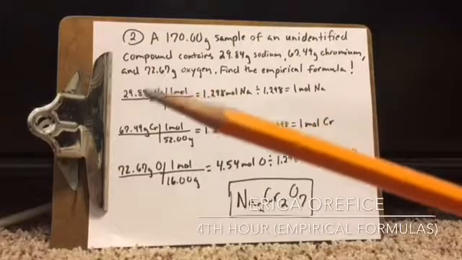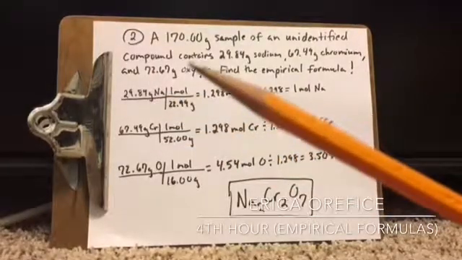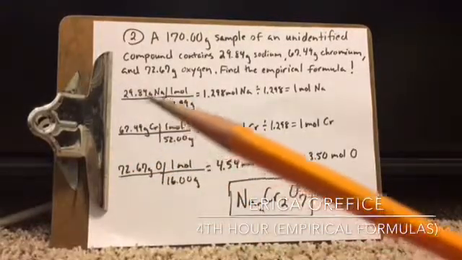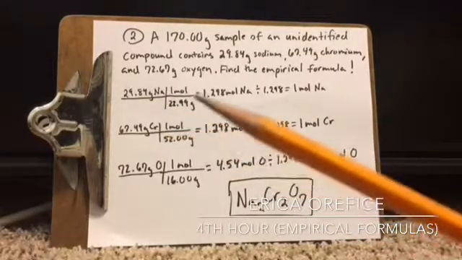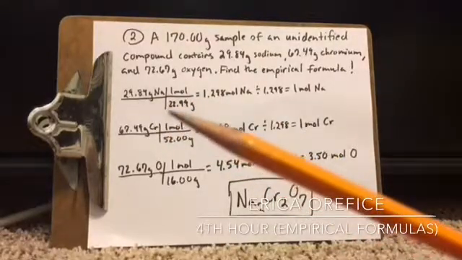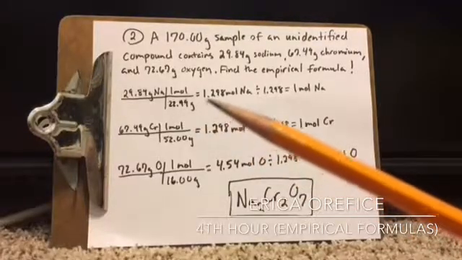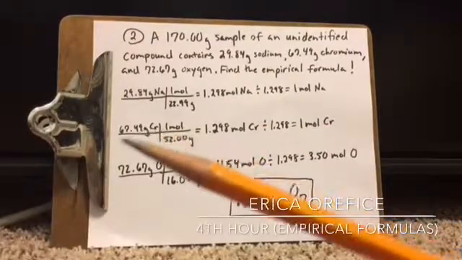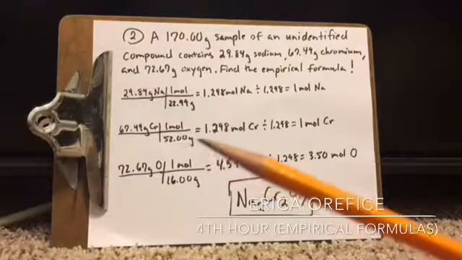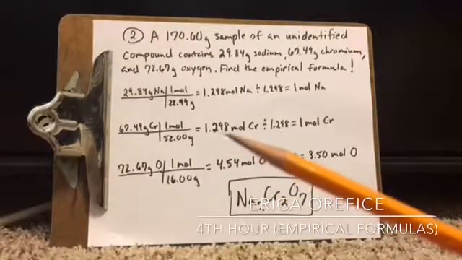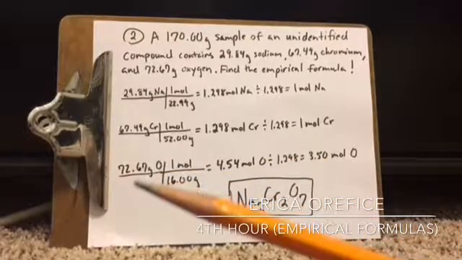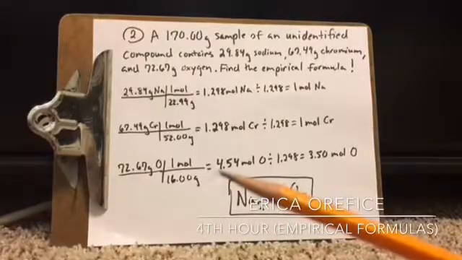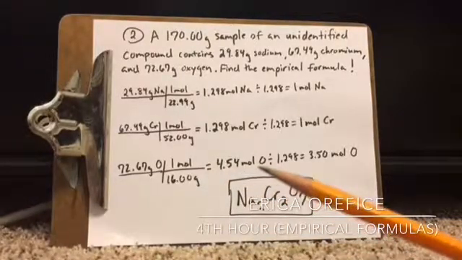We can go right into step 2, which is where we change grams to moles. So first one, sodium, 29.84, we change into moles by dividing that by 22.99 grams equals 1.298 moles sodium. Next we go to chromium. 67.49 divided by 52 grams equals 1.298 moles chromium. Then last but not least, oxygen. 72.67 grams divided by 16 grams equals 4.54 moles of oxygen.